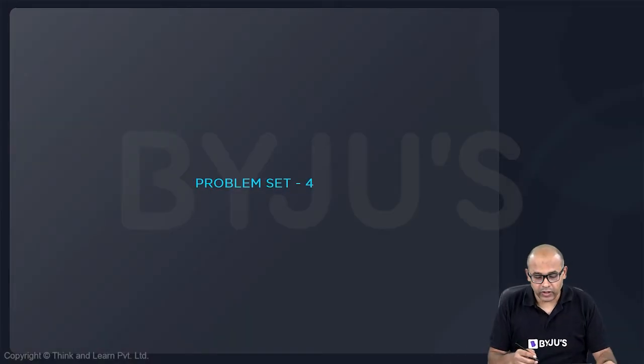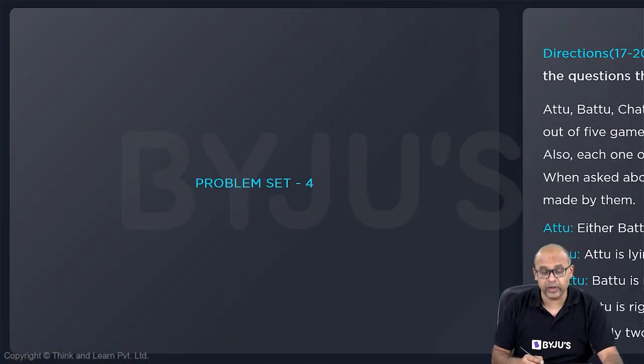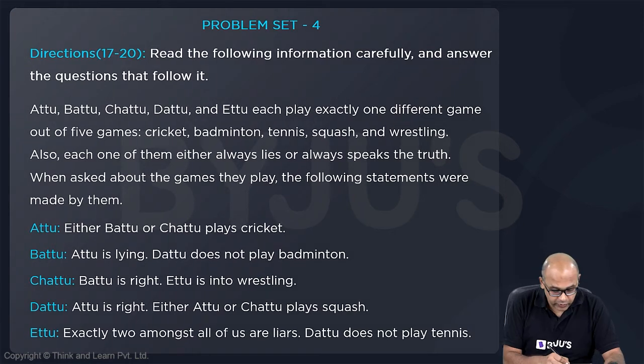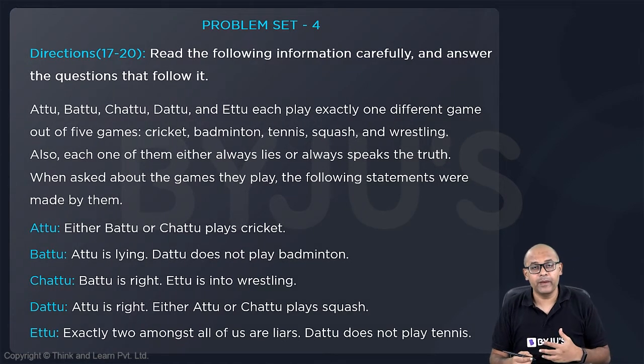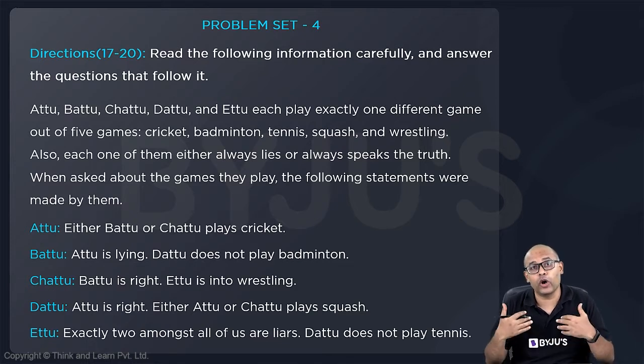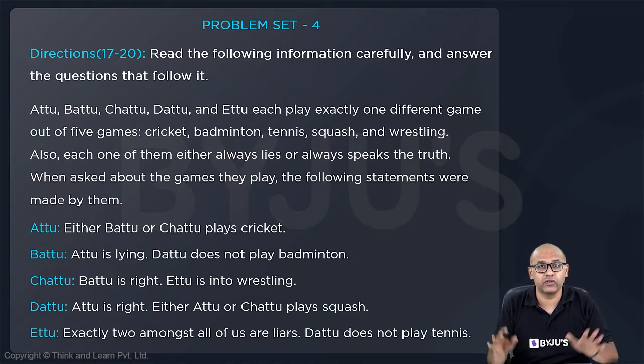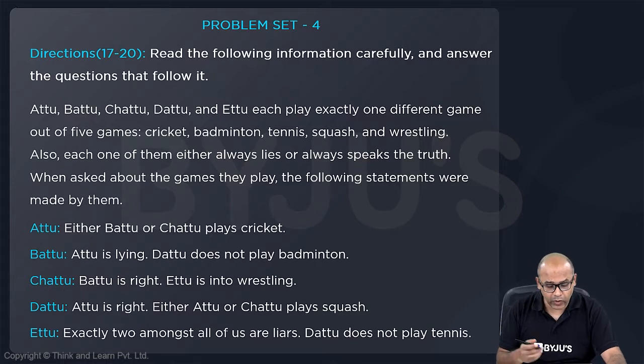Right. So set 4. This is actually an easy problem if you're able to read it and go through it. So we have 5 people and 5 games that they play, and each person always says the truth or always says a lie. Typically, in such questions there is an alternator, but this question does not have an alternator. That makes it easier. So let's take a look at what the statements are. There are these 5 statements made.